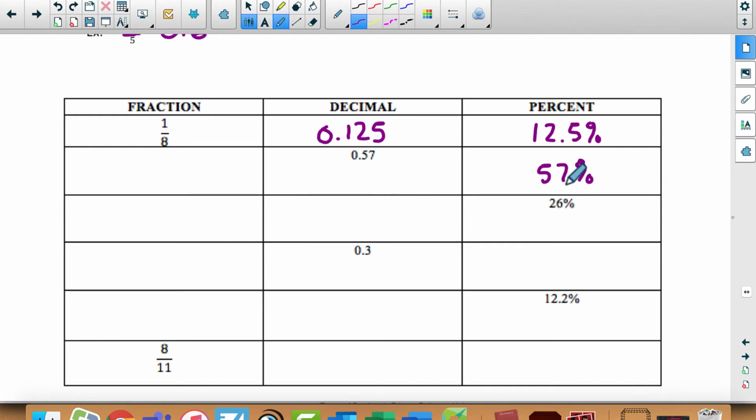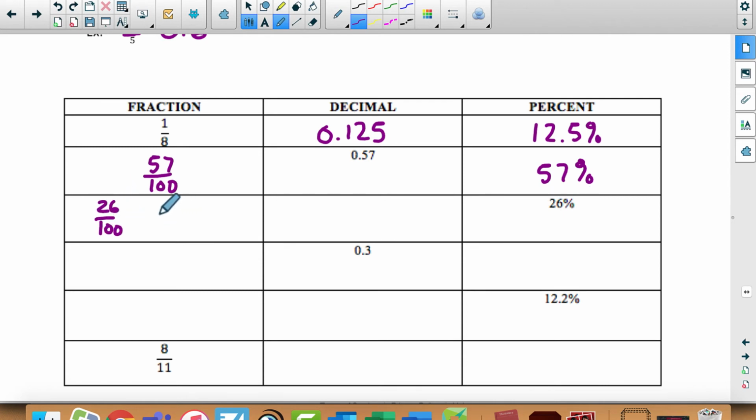Or, since we know the percent, remember what percent means? It means out of 100. So 57 out of 100. There we go. Okay, we could do that for this one too. It's 26%, which means 26 out of 100.